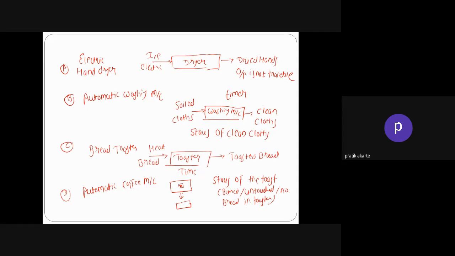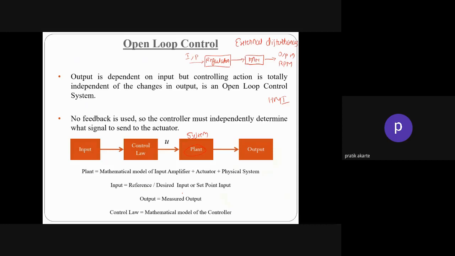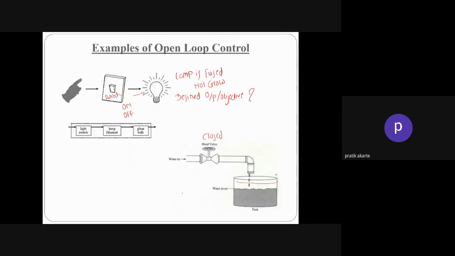So these are a few examples of open loop control systems. Again, we go back and read these sentences again. Output is dependent on input, but the controlling action is totally independent of the changes in output. There is no feedback used, and that's why the controller must independently determine what signal to send to the control actuator. See this example once again.